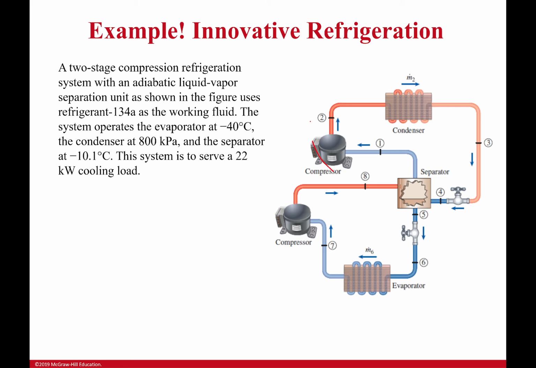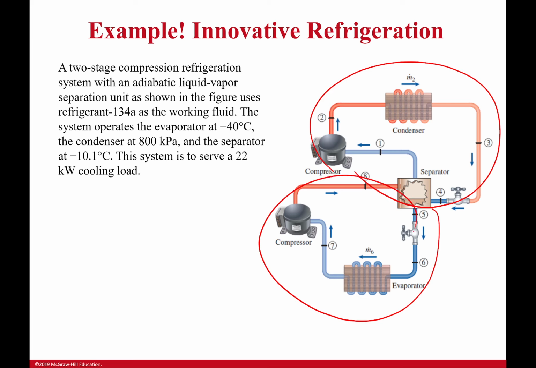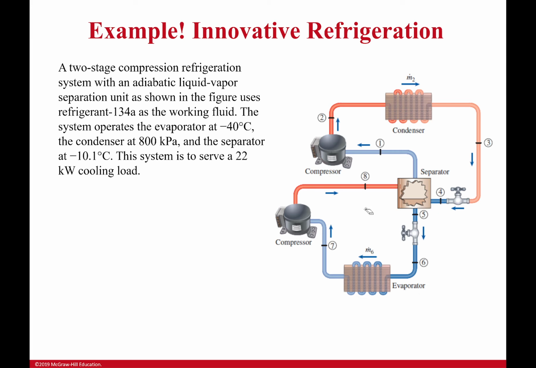So here we have 2 cycles, 1 and 2. The condenser is what gets rid of the heat. The evaporator is what absorbs the heat. So this is the cold side, this is the hot side, and luckily they're both orange and blue to make it easier.